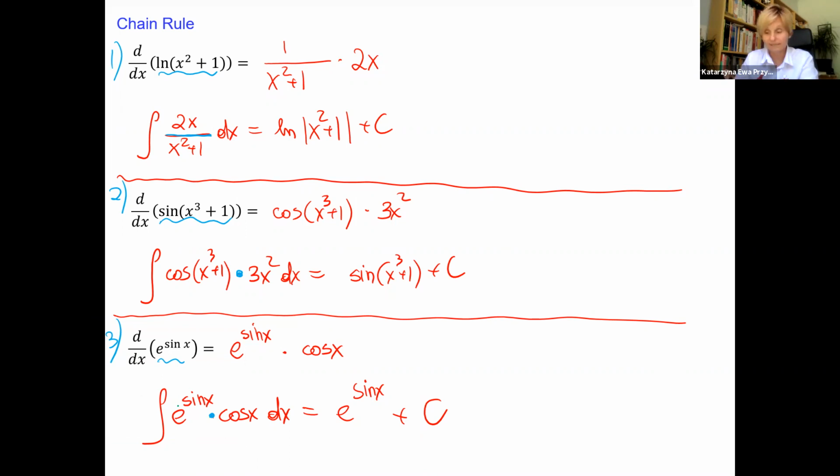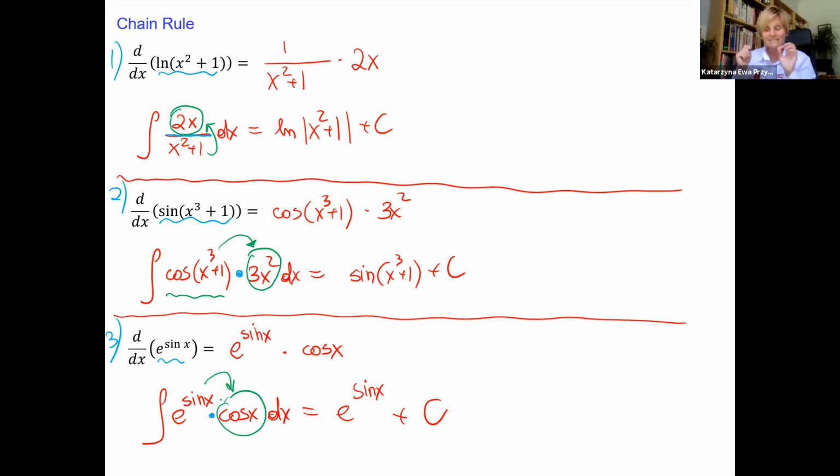But what is important? Let's look maybe at the second example. We have the function cosine of x cubed plus 1, and then we have that other part. We of course know that that part is the derivative of the inner function. It's worth knowing, because it was part of the chain rule. And the same here: 2x is the derivative of x squared plus 1. Cosine of x is the derivative of the inner function, because e to the power of sine of x is a compound function.